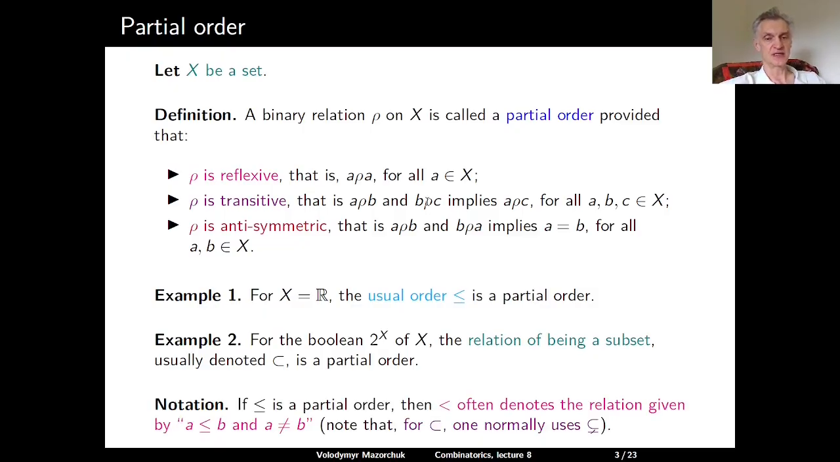The usual notation is that if less than or equal to denotes some partial order, then the notation less than usually denotes the relation given by A is less than or equal to B and A is different from B. Notably, the notation for subset is an exception. If we have a proper subset, this is denoted by this more complicated symbol.